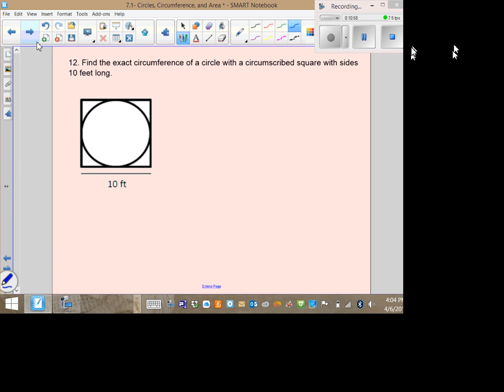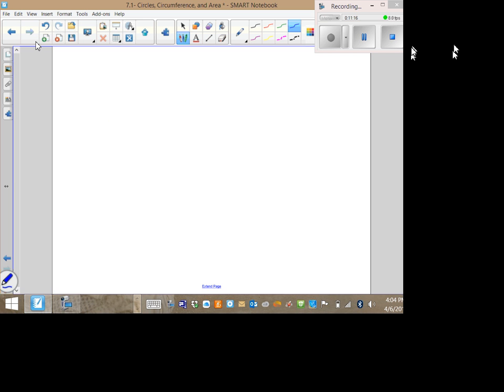Last one here. We want to find the exact circumference of a circle with a circumscribed square with sides 10 feet long. We're looking for the exact again. So here my diameter is 10, so I get 10 pi feet for my exact circumference. All right, good luck.